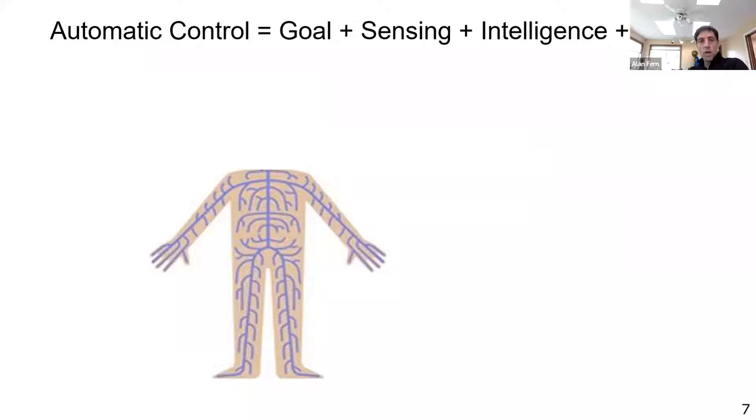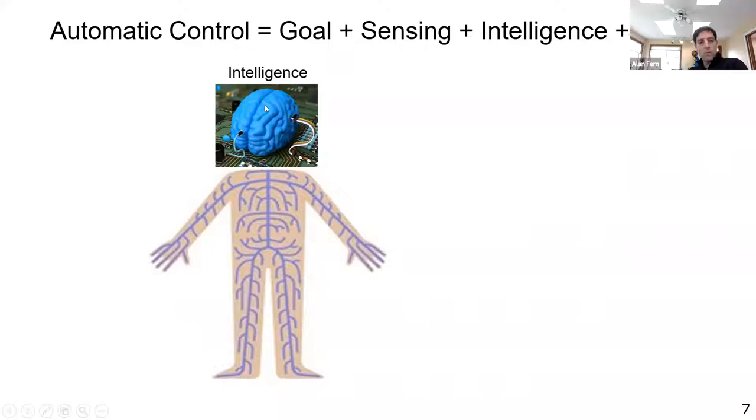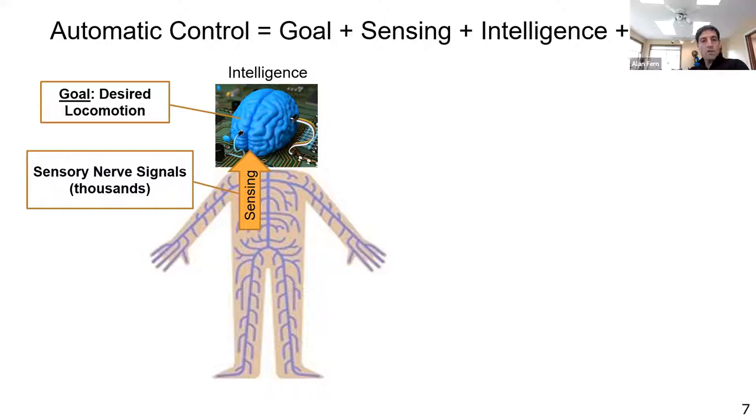And the intelligence comes from our brain. And if we set this up as a control problem, the goal is, well, our brain also comes up with some desired locomotion goal. Like, what's the desired locomotion? I want to go to the fridge and get a beer or something, right? So I've got to move my legs to do that. The sensing, you've got thousands of nerves sending signals from the body.